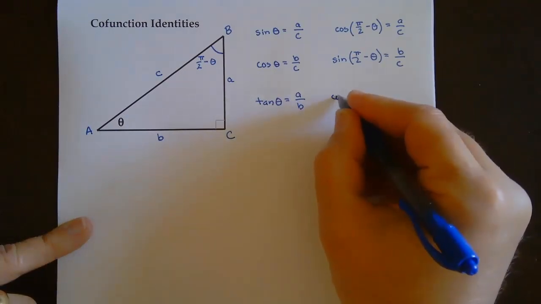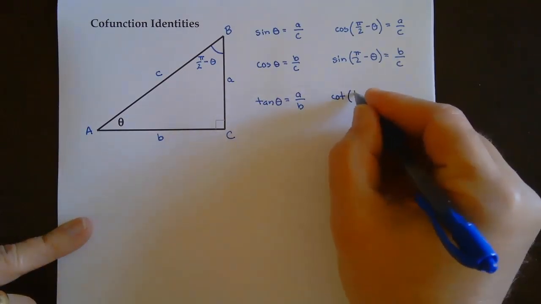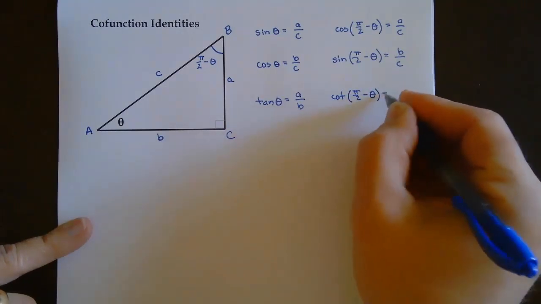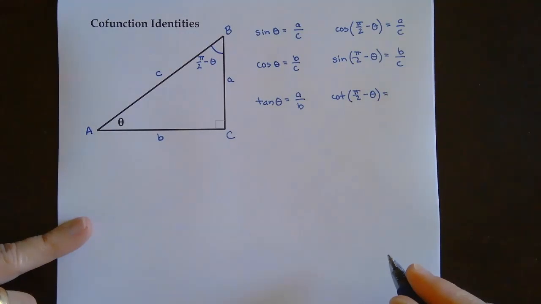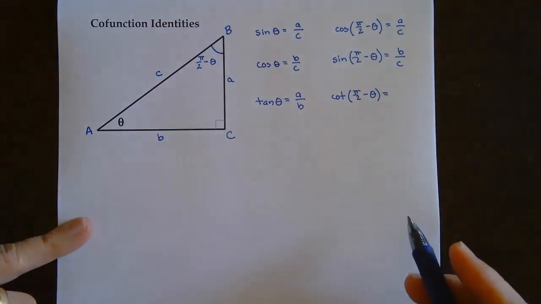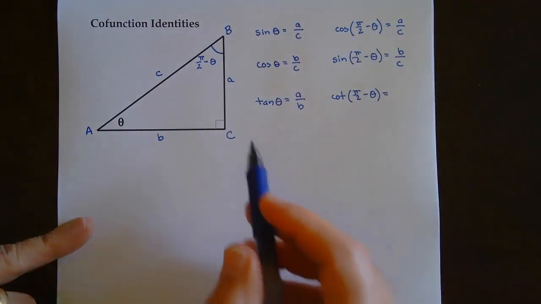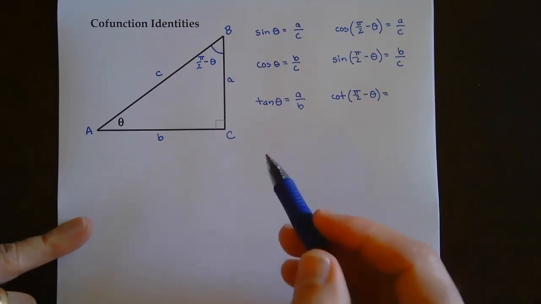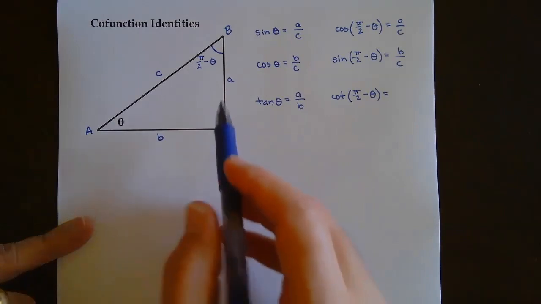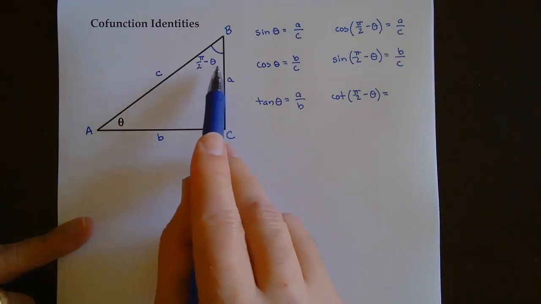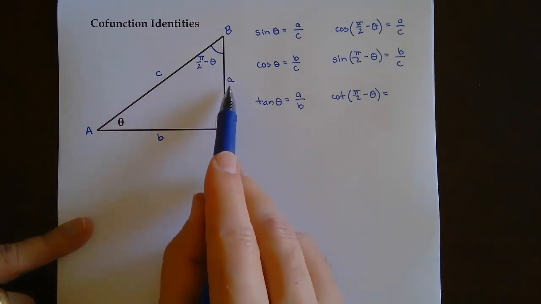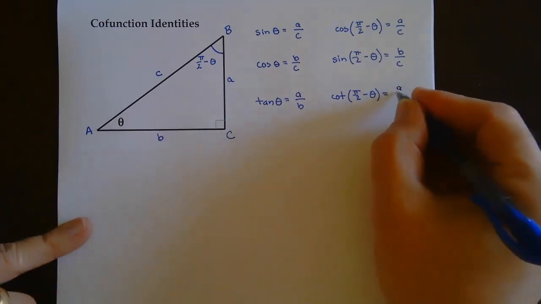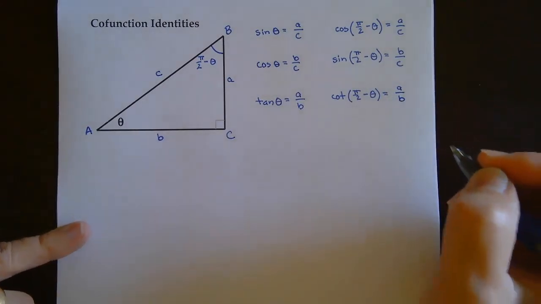What is cotangent of pi over 2 minus theta? Well, if tangent is the opposite leg over the adjacent leg, cotangent would be the adjacent leg over the opposite leg. So the adjacent leg for pi over 2 minus theta is A, and the opposite leg would be B. So this would be A over B.